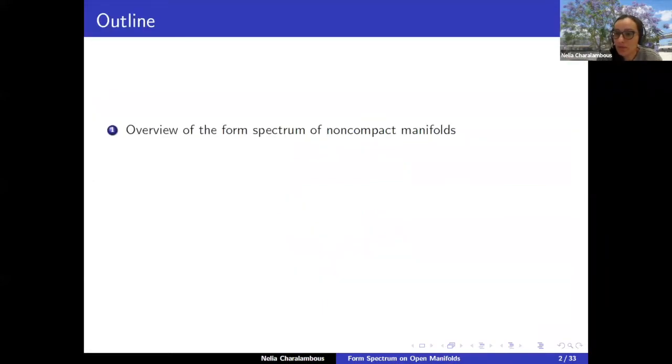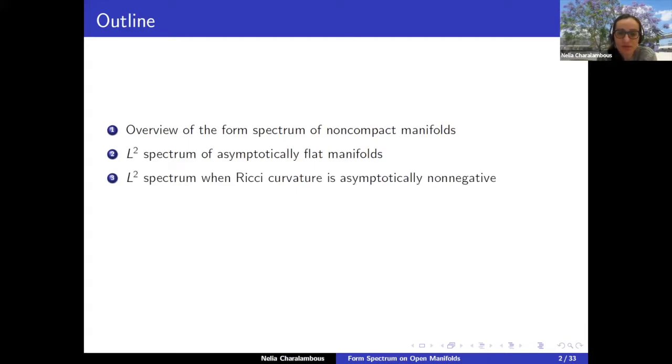So I'm going to begin with a brief overview on results about the form spectrum over non-compact manifolds. And I'm going to give you some of our results on the L2 spectrum of asymptotically flat manifolds, and also the spectrum when Ricci curvature is asymptotically non-negative. And I'm going to finish up with some recent work on the LP spectrum of negatively curved manifolds for forms, and with a couple of open problems for people to think about at the end if they're interested.